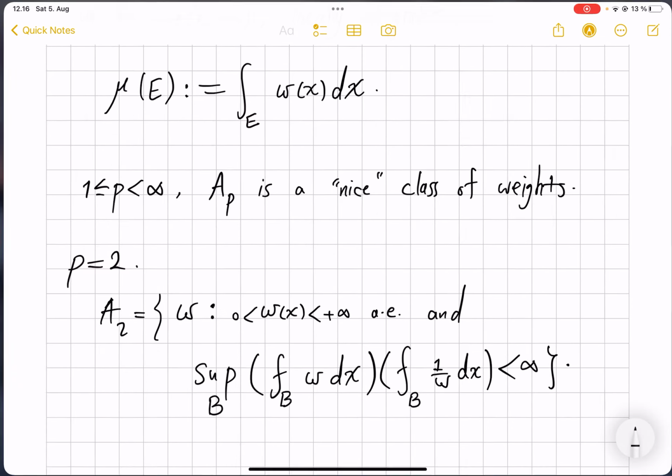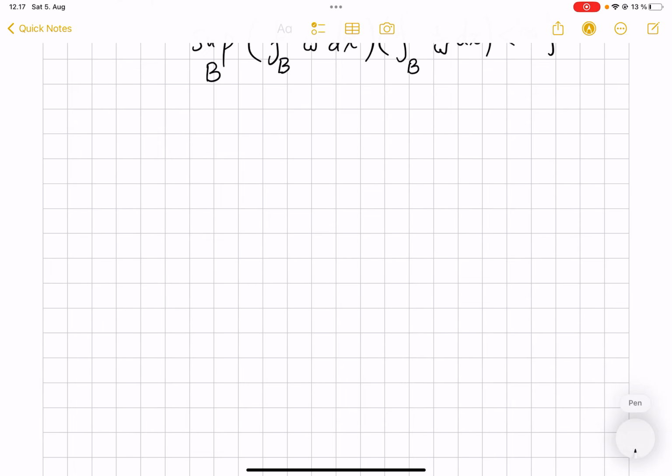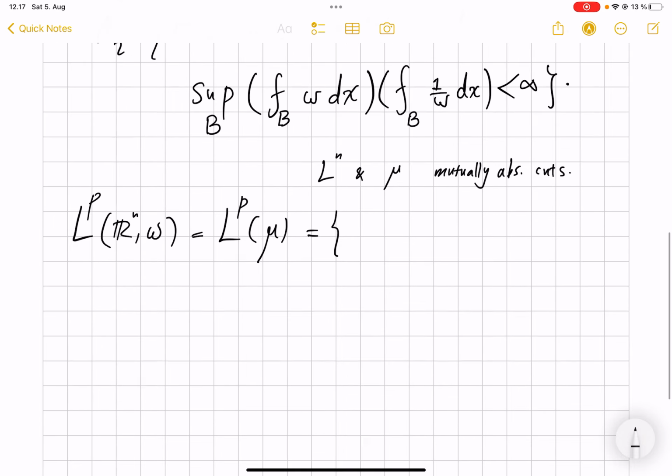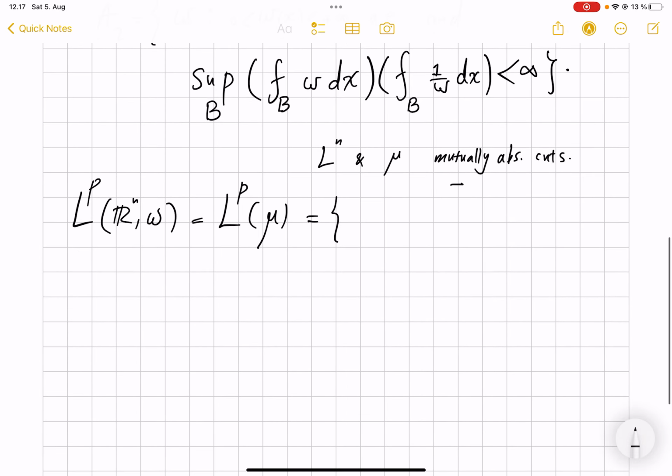So let me go back to my notes and write down a few things. So LP, we can say over Rn with respect to this weight. Or I actually like to write just LP with respect to this new measure, is the class of, by the way, if your weight is AP, then Ln and mu become mutually absolutely continuous, which is again easy from the fact that we have positivity almost everywhere. And from this, it follows that the measurable functions, sets and functions, are the same.